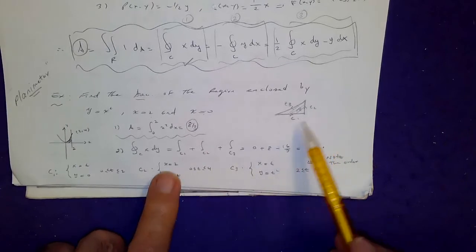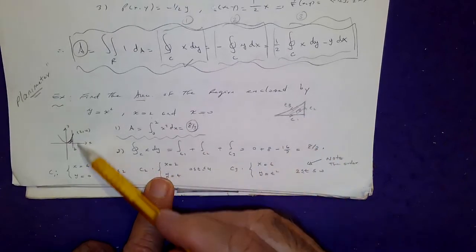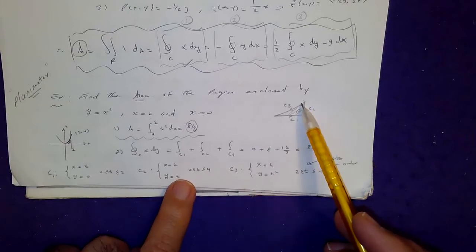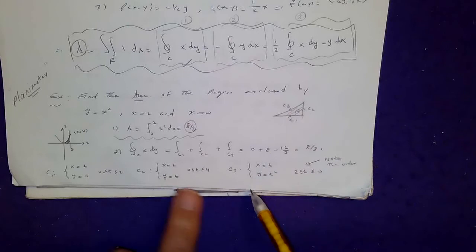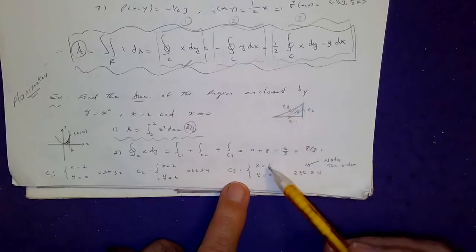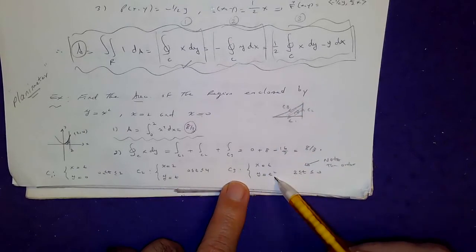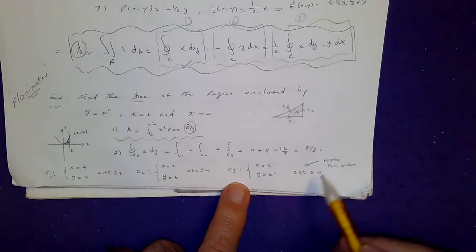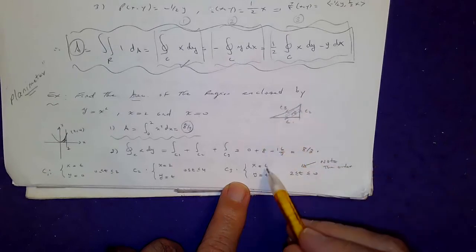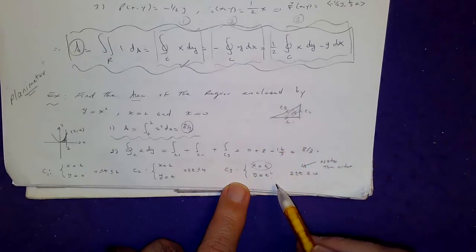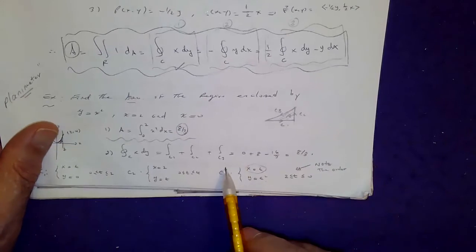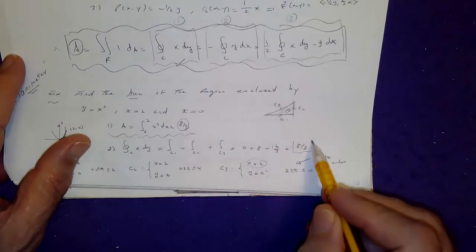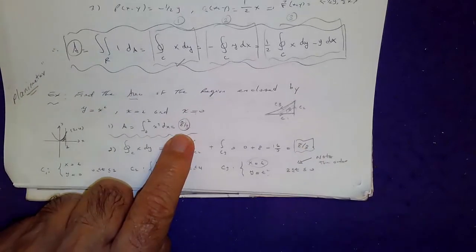C2, this one: x is 2, y is t, and t goes from 0 to 4, because that's the y. C3: x is t, y is t squared, but check this out, t goes from 2 to 0. You're going from 2 to 0 because that's the value of x. So when you do these line integrals, lo and behold, you add up the three answers and you get the same answer as you had before.